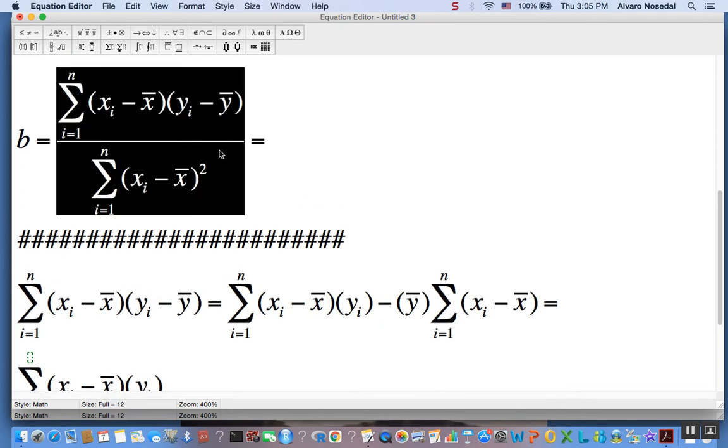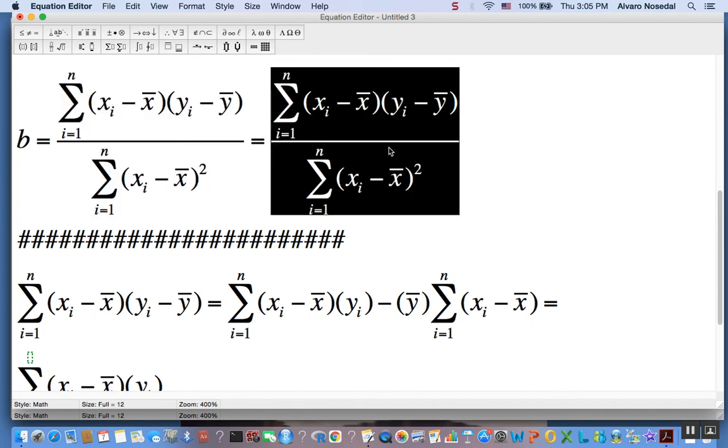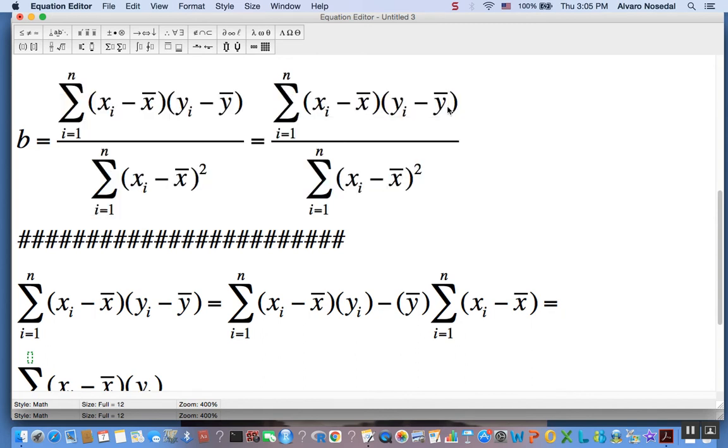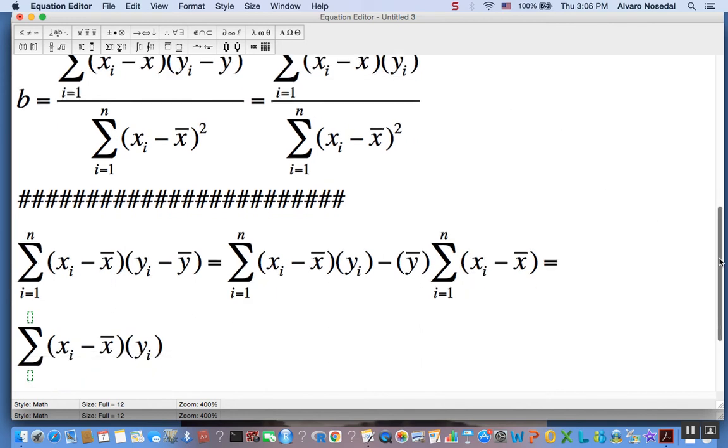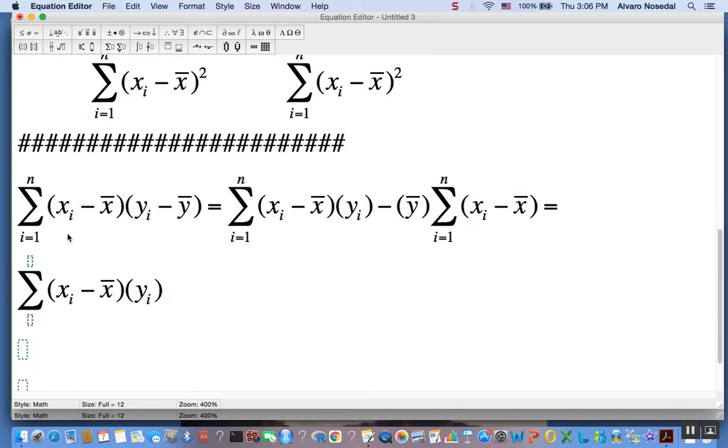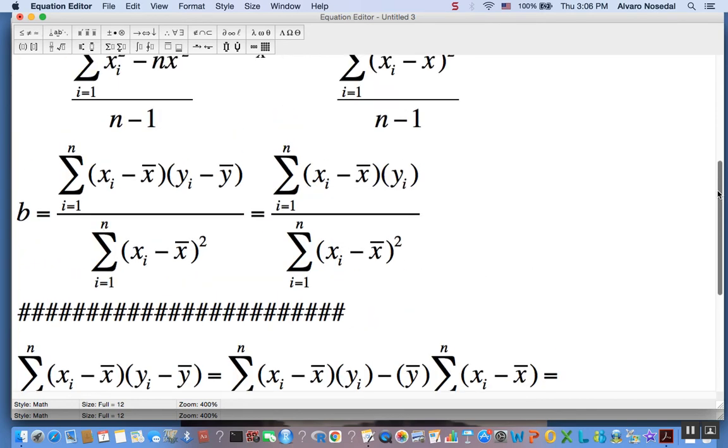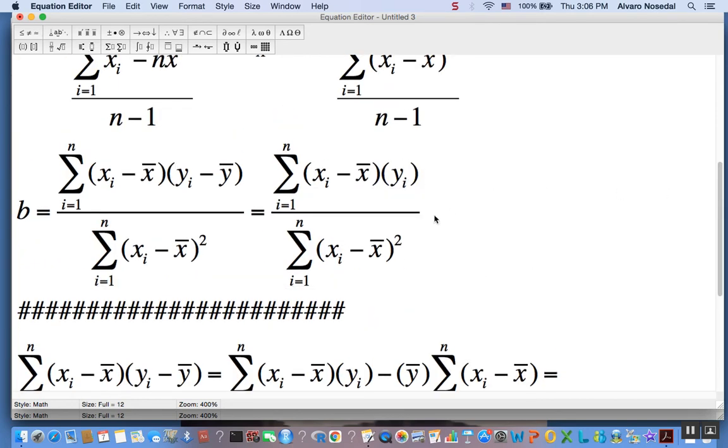So we have this, but the truth is that the only one that matters is this guy, right? That's what we showed here. That summation of xi minus x bar, yi minus y bar happens to be the same as this, because this guy here, summation of xi minus x bar, is 0, right? But guess what?